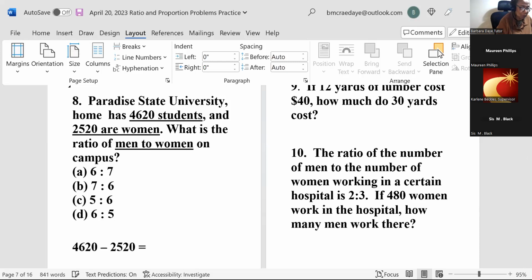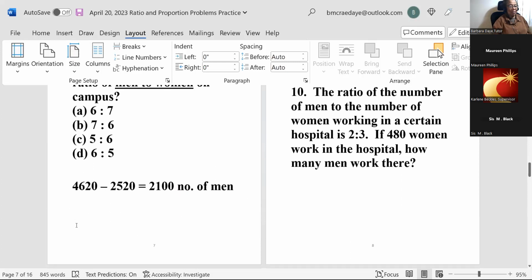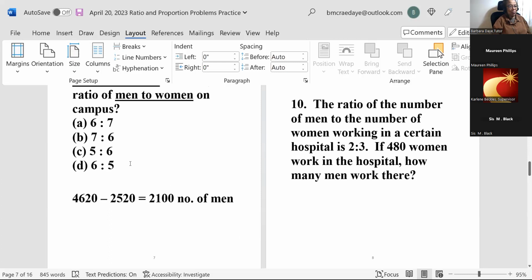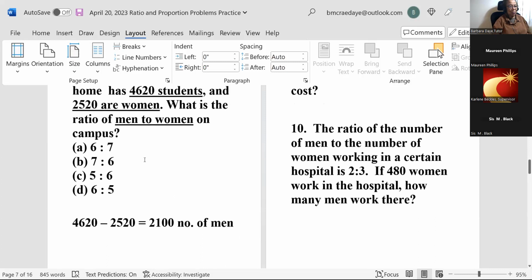2,100. Okay. So now you know the number of men. Now you can keep going. Now find the ratio. Now you know the number of men, you know the number of women, so you should be able to find the ratio. So that would be what, Mercedes? What would that ratio look like as a fraction?